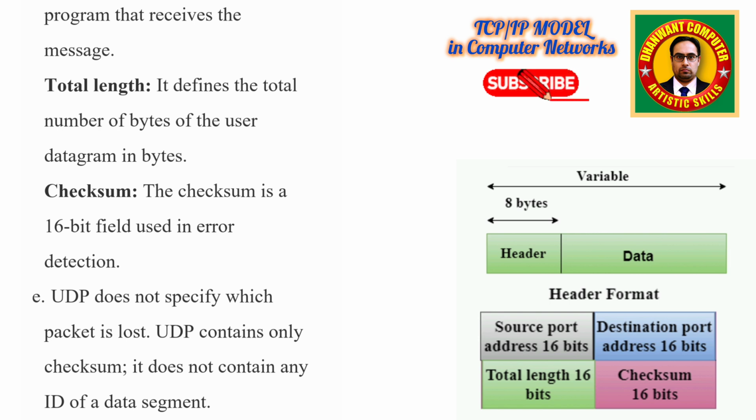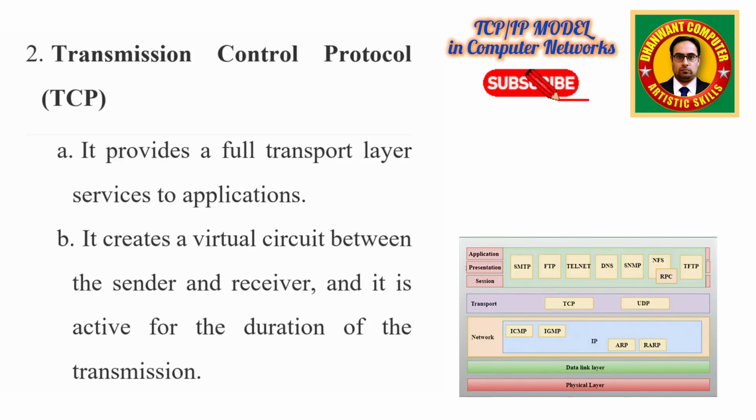E. UDP does not specify which packet is lost. UDP contains only checksum, it does not contain any ID of a data segment. 2. Transmission Control Protocol, TCP. A. It provides full transport layer services to applications.